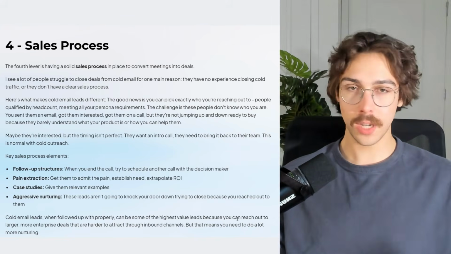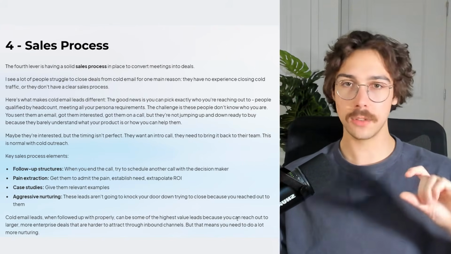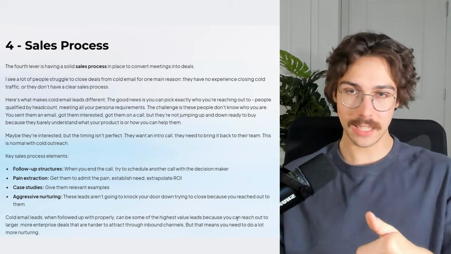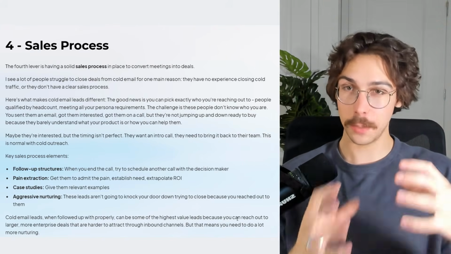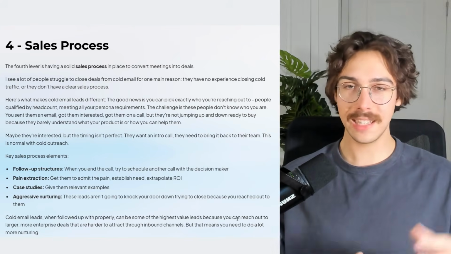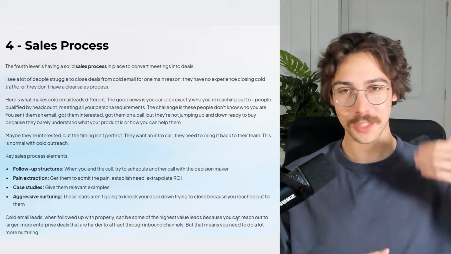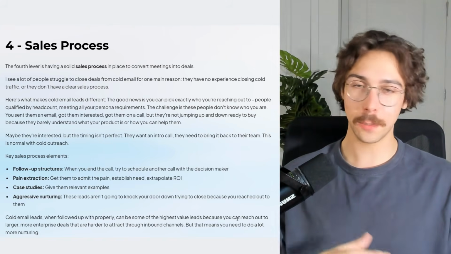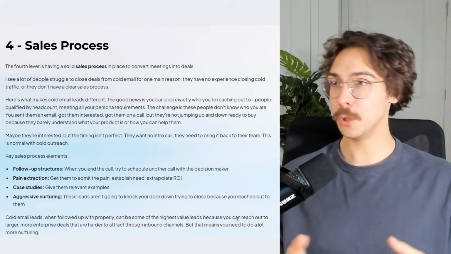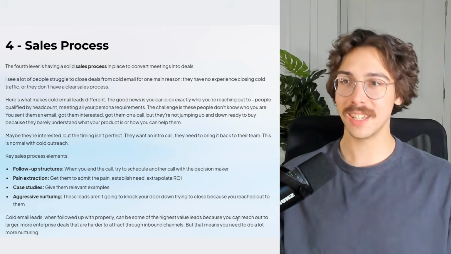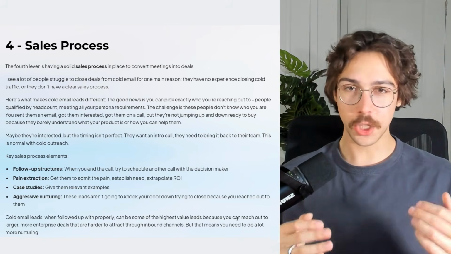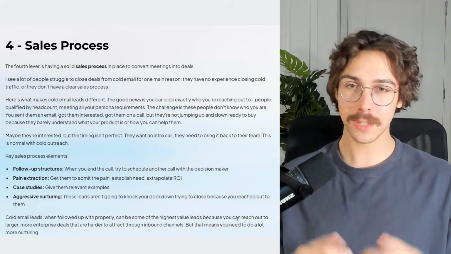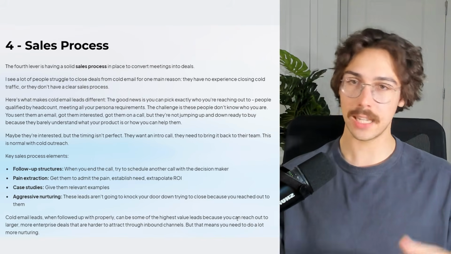Cold email leads, the great news is that you can pick who you're reaching out to, so you can get more enterprise deals and ideal fit customers. Unfortunately, the people don't know who you are. You just sent them a cold email. They don't have a good grasp on who you are and what you do, your value propositions and your case studies. You got them interested and on a call, but they're not jumping up and down ready to buy your service because they barely understand what your product is and how you can help them.